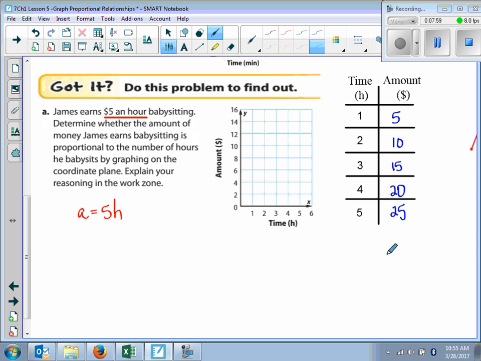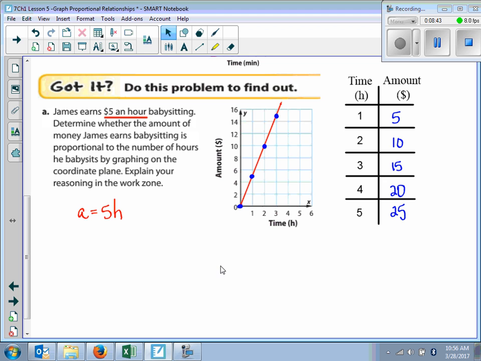Very good. So the next step is to graph it on our coordinate grid. So here we have 1, 5, which is about right there. We have 2, 10, about right there. We have 3, 15, which is up here. And then 4 and 5 don't fit, so I'm just not going to put those on. We did say that if he worked 0 hours, he's going to get $0, right? Didn't we say that? All right. So when we now connect the dots, this is what it looks like.